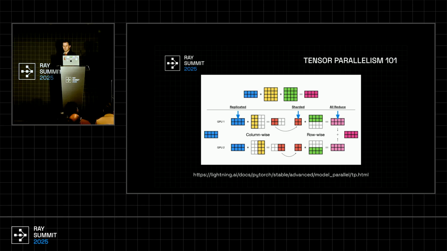And so, if we have replicated inputs times a column parallel matrix, that will give you sharded outputs, and then sharded outputs times a row parallel matrix plus an all reduce synchronizes all of the GPUs. So this is sort of tensor parallelism 101. Column parallel, row parallel, all reduce.